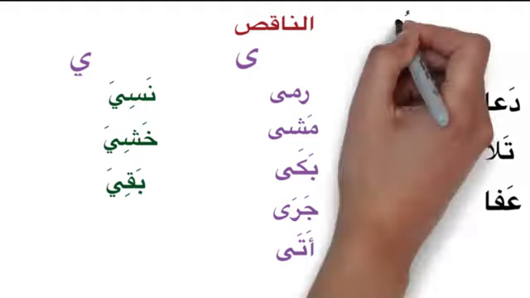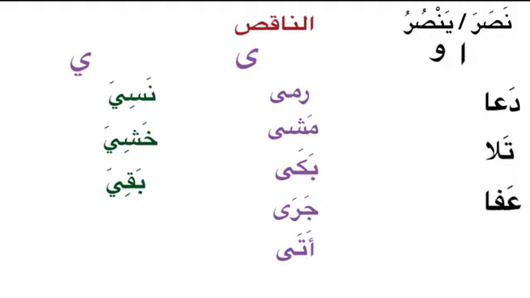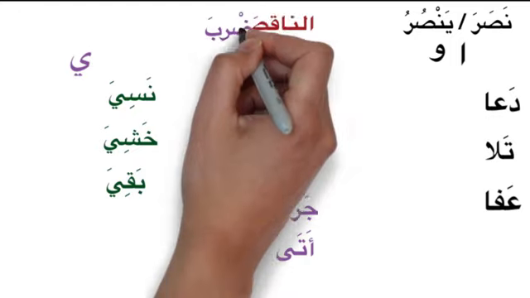So da'a is from the verb nasara, nasara yansuru. And rama, masha, baka, jara, ending with alif maksura, is like daraba, yadribu. And the one which has a proper ya is nasiya, sami'a, yasma'u. So if you see how the basic form is made, nasara yansuru, it should have been da'a yad'uwu.